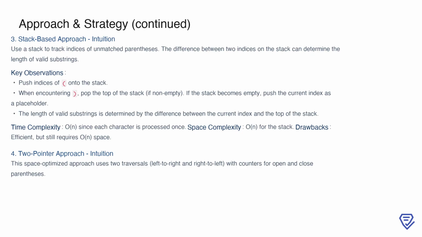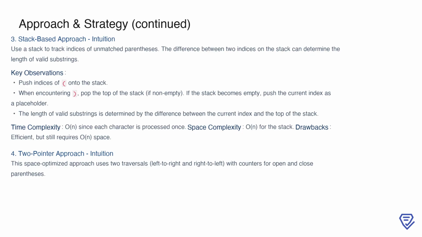This helps in calculating valid lengths consistently by ensuring that the top of the stack always represents the last unmatched position. The method processes each character exactly once, giving it a time complexity of O(n). While it does require O(n) space for the stack, it is relatively simple to implement and is often preferred for its clarity. However, the need for additional space remains a slight drawback compared to other methods.